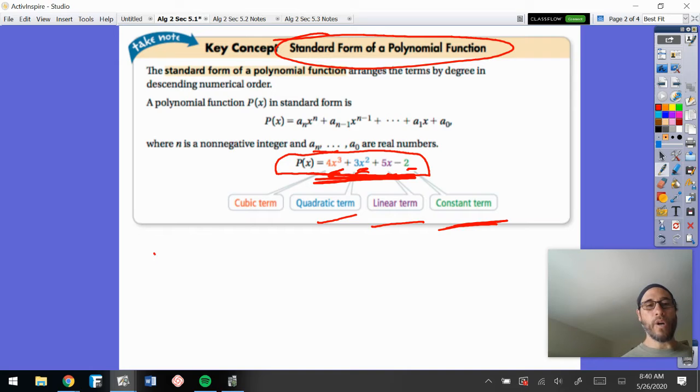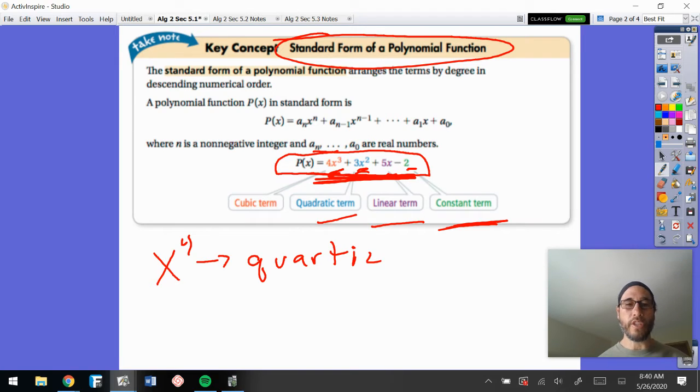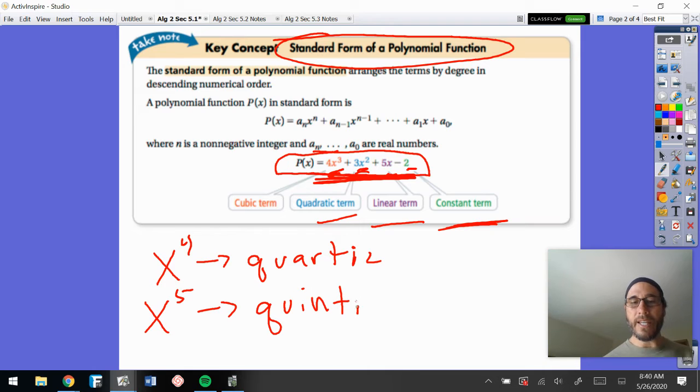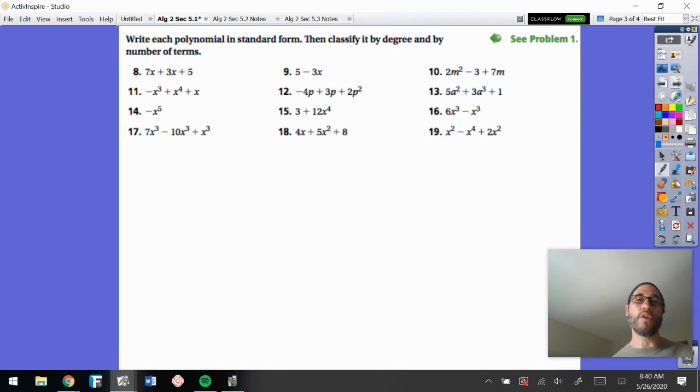There's a couple other ones you want to know. If we had x to the fourth, that would be a quartic term. And the other one we want you to know is x to the fifth, because it's just cool. That is a quintic term. That's as much as you need to know. Once you get higher than 5, like x to the 6th, you would say that's your 6th degree term. Make sure you pay attention to those names. We'll go over those as we name these, and that's exactly what we're doing right now.